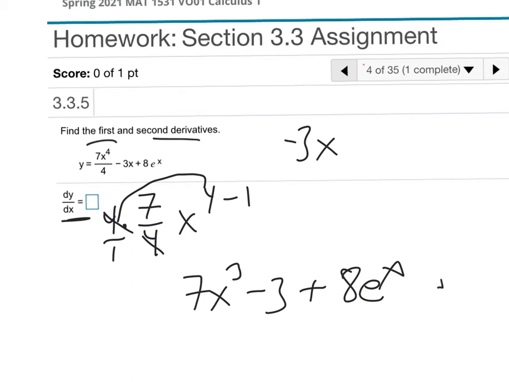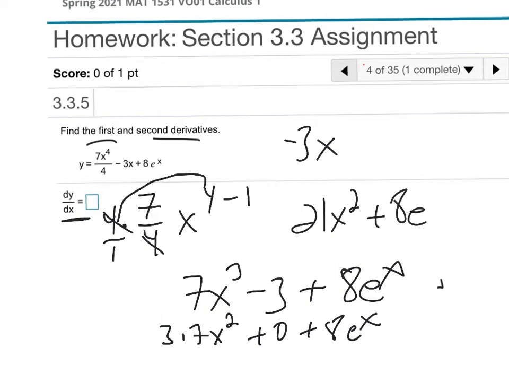So the same thing. I'm going to bring 3 down in front. So 3 times 7x to the second, right, which would be 21x to the second. The derivative of a constant is 0, so that piece is gone. If you want, you can write plus 0 or minus 0. And the derivative of 8e to the x is 8e to the x. And so what we'd write for the second derivative would be 21x squared plus 8e to the x. So that's d2y dx2, since they're using Leibniz notation. Okay? So hopefully that makes that pretty easy.